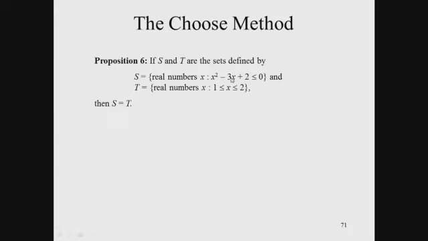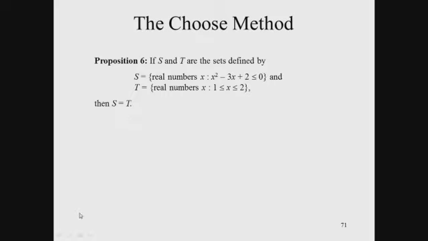So here's a proposition that we want to prove. If S and T are sets defined by, S is the set of real numbers x such that x squared minus 3x plus 2 is less than or equal to 0, and T is the set of real numbers x such that x is between 1 and 2, then S equals T. Of course, you've identified the hypothesis A and the conclusion B.